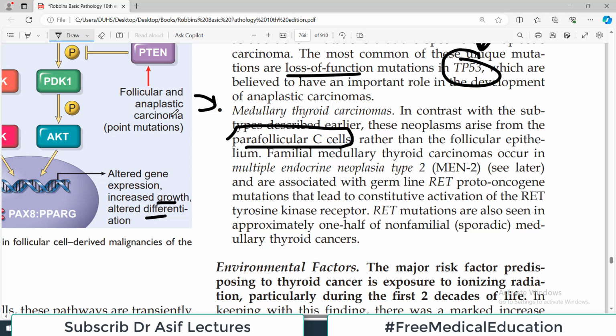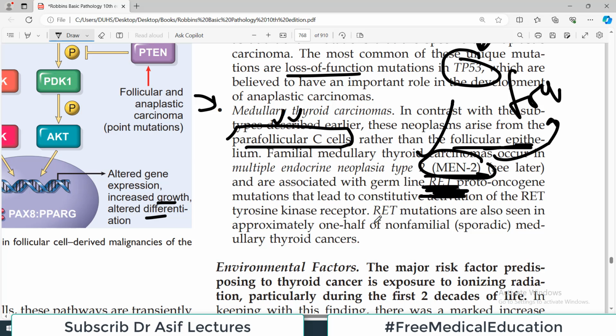अभी तक जितने हमने categories की बात की है, they were arising from the follicular cells, but now these are the ones from parafollicular cells, rather than, you see, follicular epithelium. Familial medullary thyroid carcinoma occurs in MEN2 type of neoplasia syndrome. आपको पता है MEN2 contains a lot of other cancers incorporated as well. They are associated with germline RET proto-oncogene mutation.